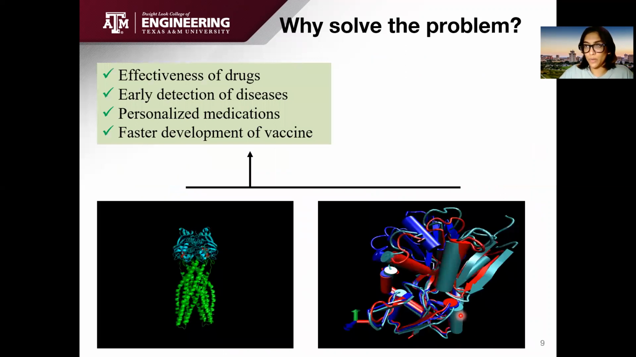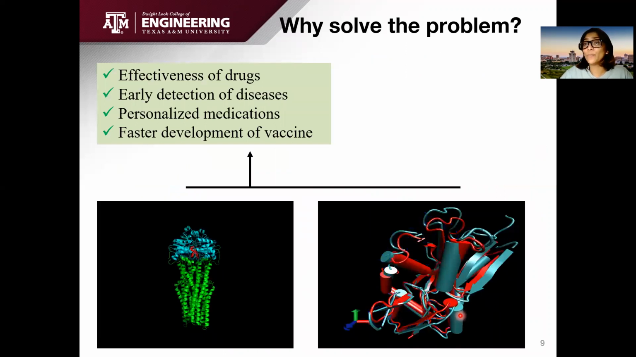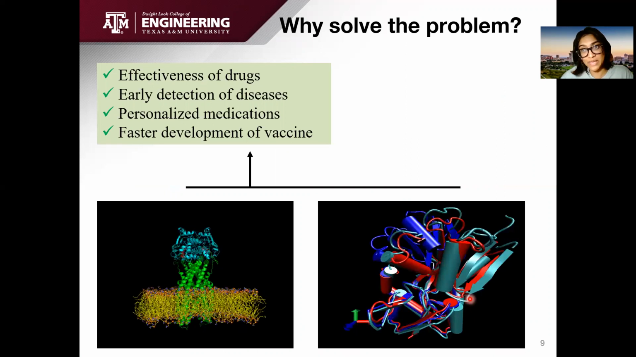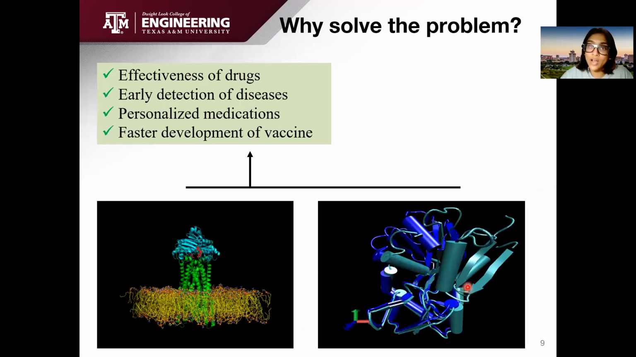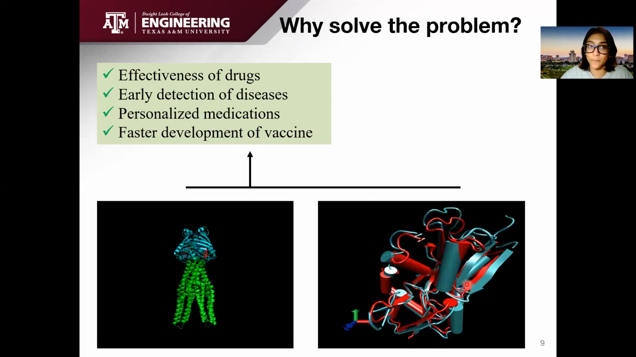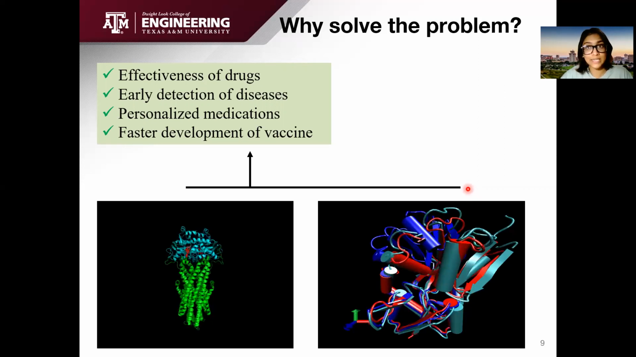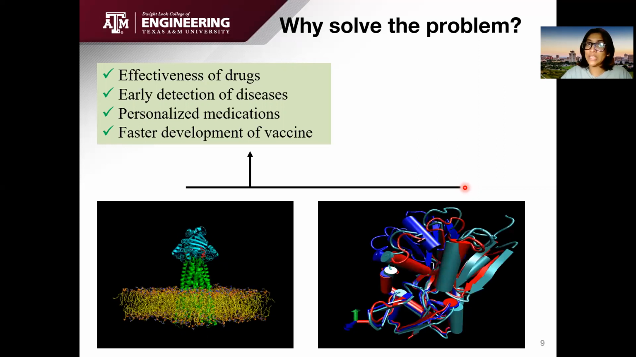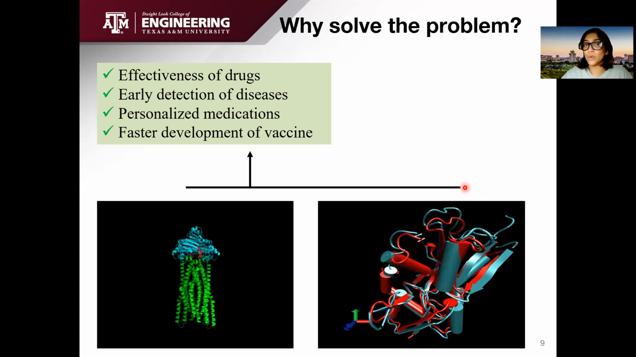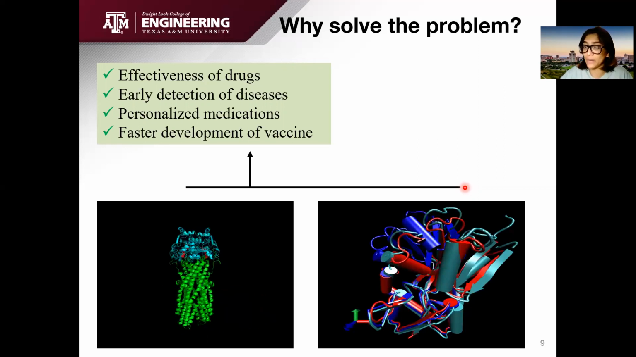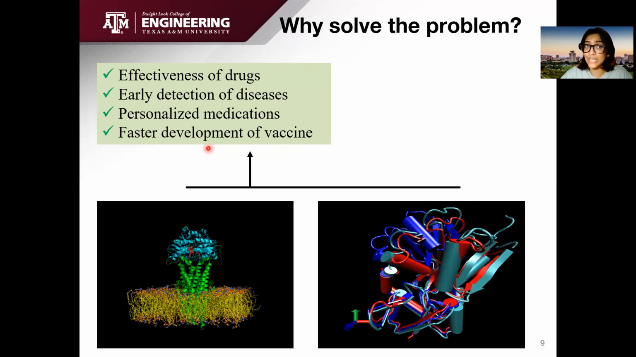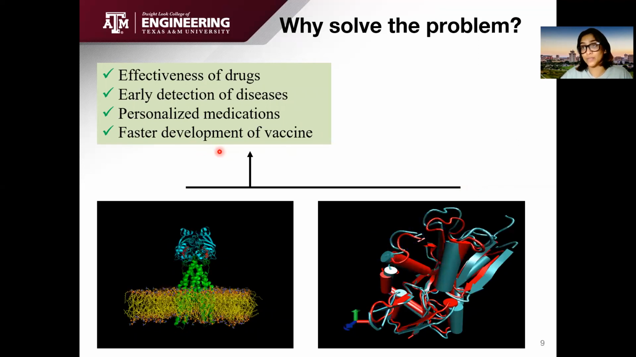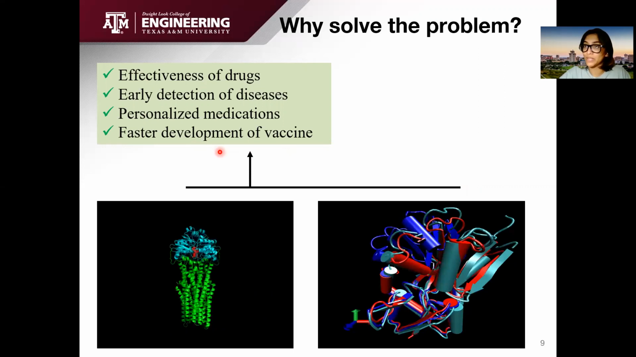So why solve this problem? If we can understand how proteins interact in three-dimensional space, we can study how drugs work in our body more effectively. A lot of diseases can be detected early using biomarkers. Given that every human being is very unique in his or her genetic formation, personalized medication can be developed. Lastly, faster development of vaccines is possible, which was a necessity a couple of months ago.